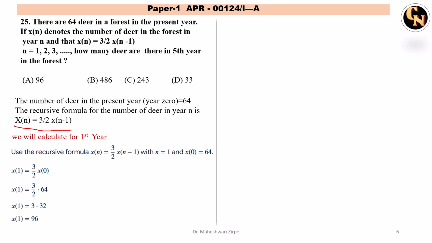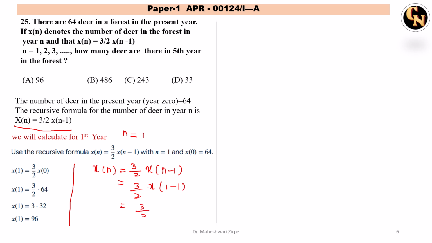If you put n is equal to 1 in the formula, x is 64. Let me write here so that you understand. xn is equal to 3 by 2 x into bracket n minus 1, correct? And 3 by 2 x into n is 1 minus 1, it will be 0.